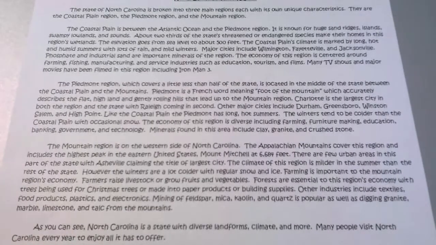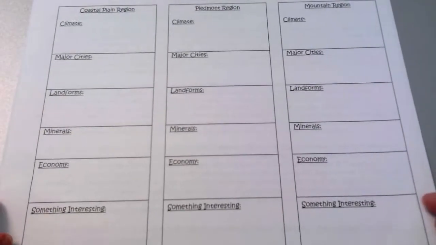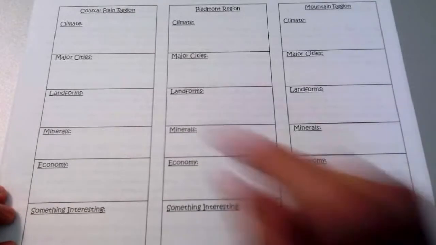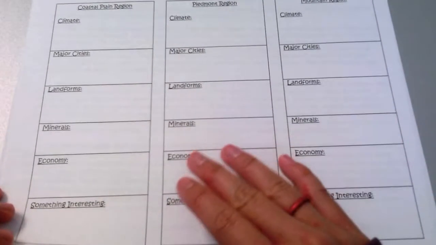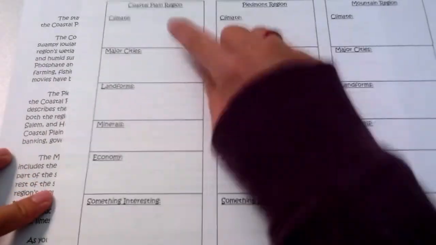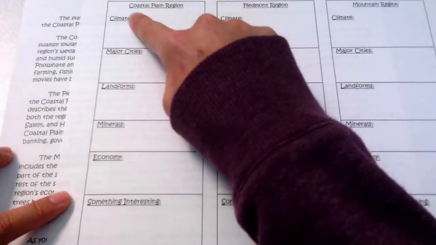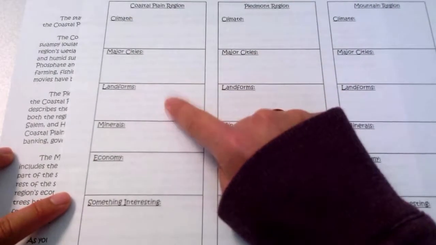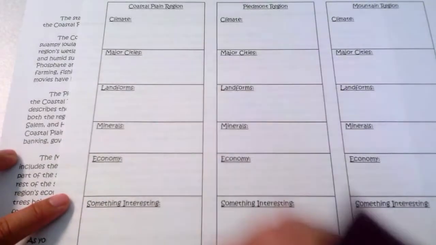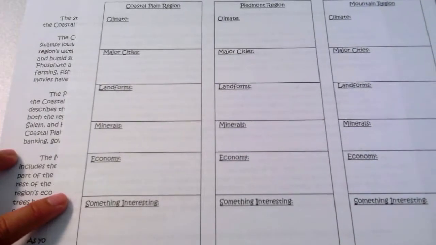So what you're going to do on your slides in your Google Classroom under classwork is, after this, you will scroll to the next slide and you will actually see this chart with some text boxes that you're going to be able to type in. And you're just going to answer each one of these. So you would probably need to go back to this sheet, which is the first slide, and you're going to need to find the climate for the coastal plains region, the major cities, landforms, minerals, economy, and just something that you find interesting about this region to fill in these boxes for each region of the United States.